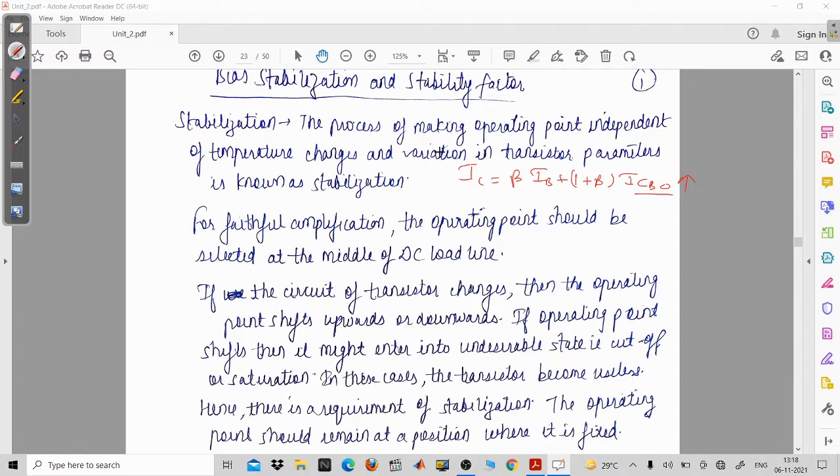Now, for every 10 degree Celsius rise in temperature, the ICBO gets doubled. So if you increase the temperature by 20 degrees Celsius, then it will become 4 times. Similarly for 30 degrees Celsius, it will become 8 times. So if you are increasing the light intensity, it will have an effect on your ICBO, and that is going to vary your IC. So when the IC varies, what is going to happen?